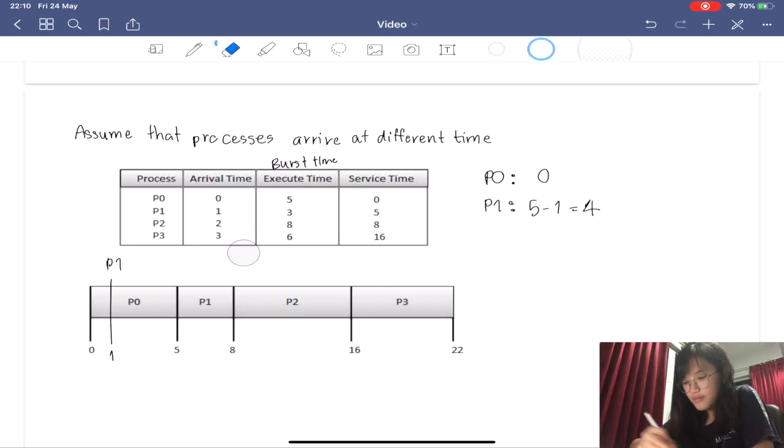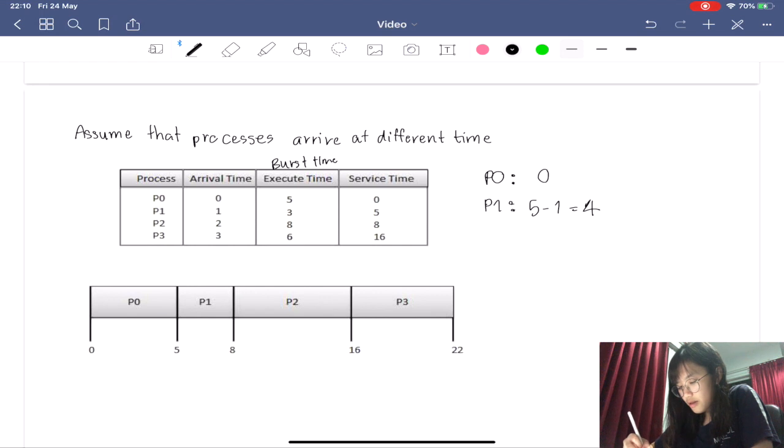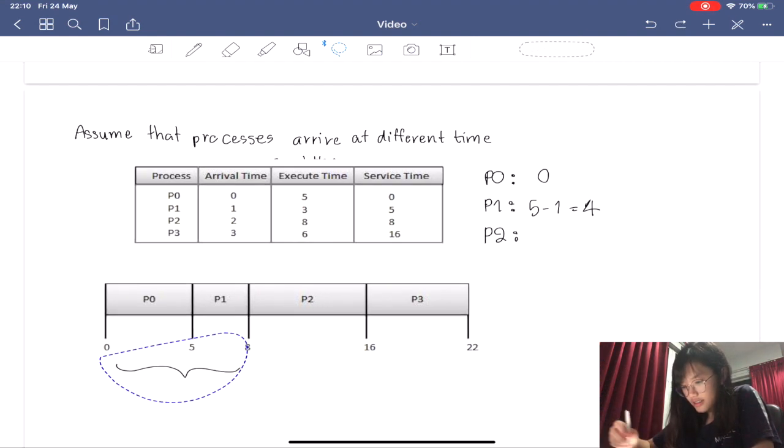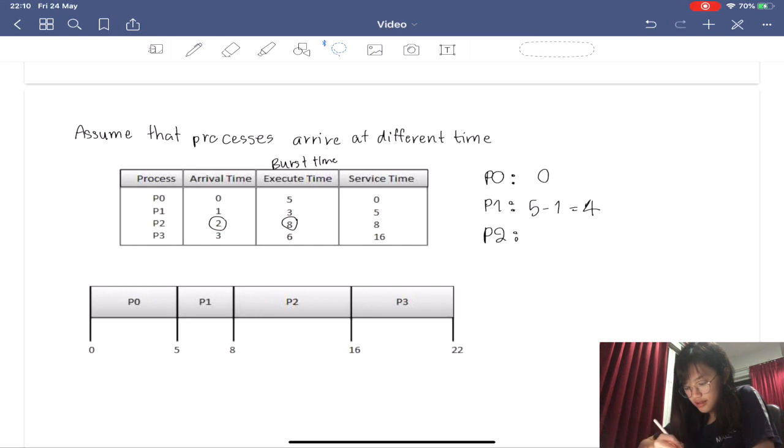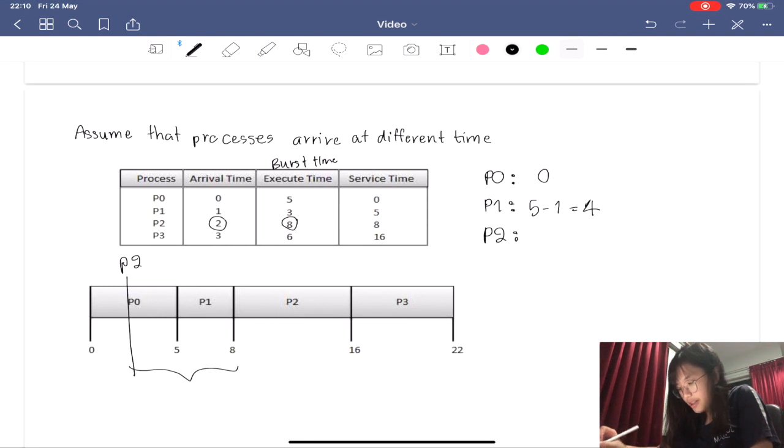Next, P2 arrives at 2, execute 8. So this one is the time that P2 arrives. It will be 8 minus the arrival time, which is 2. We get 6. And then P3, the last process.